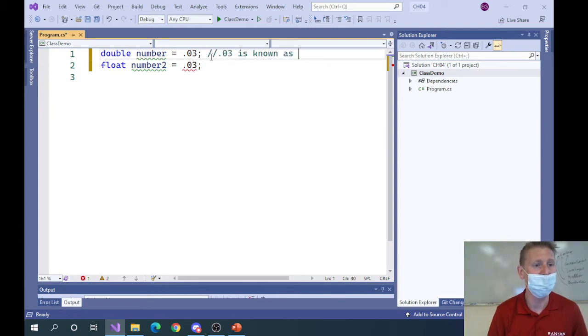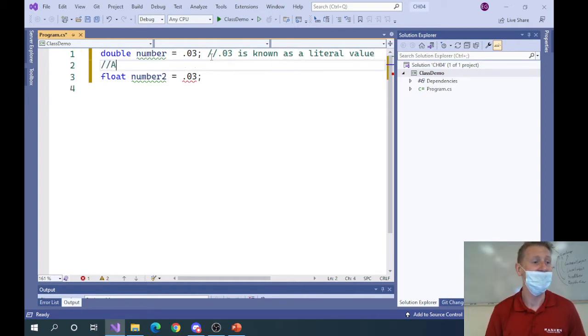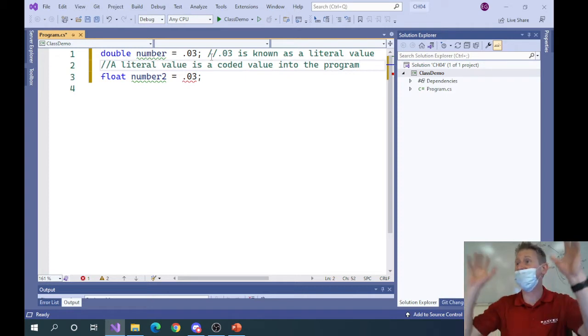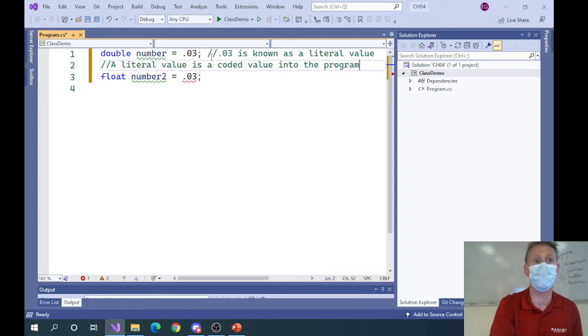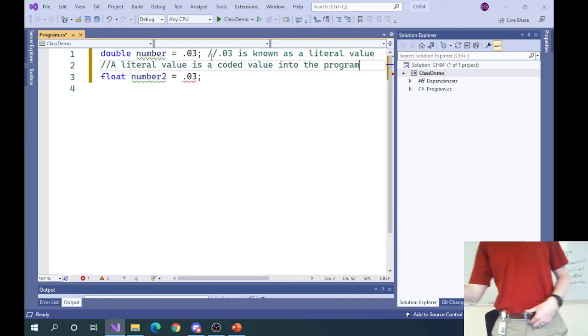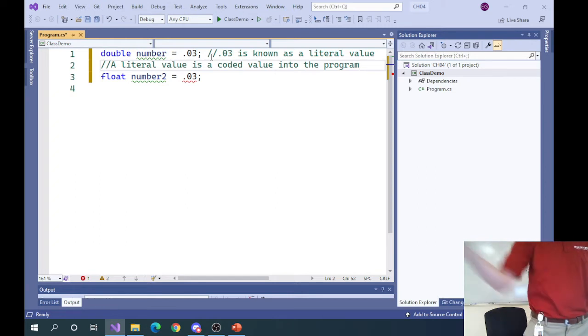0.03 is known as a literal value. So there's a term, a literal value. A literal value is a coded value in the program. So you literally code 0.03 into the program. Well, what's the opposite of a literal value? The opposite of a literal value is getting user input. Instead of you assigning a literal value to that variable, you would ask the user to enter a number. Okay, so keep that word in mind, a literal value.